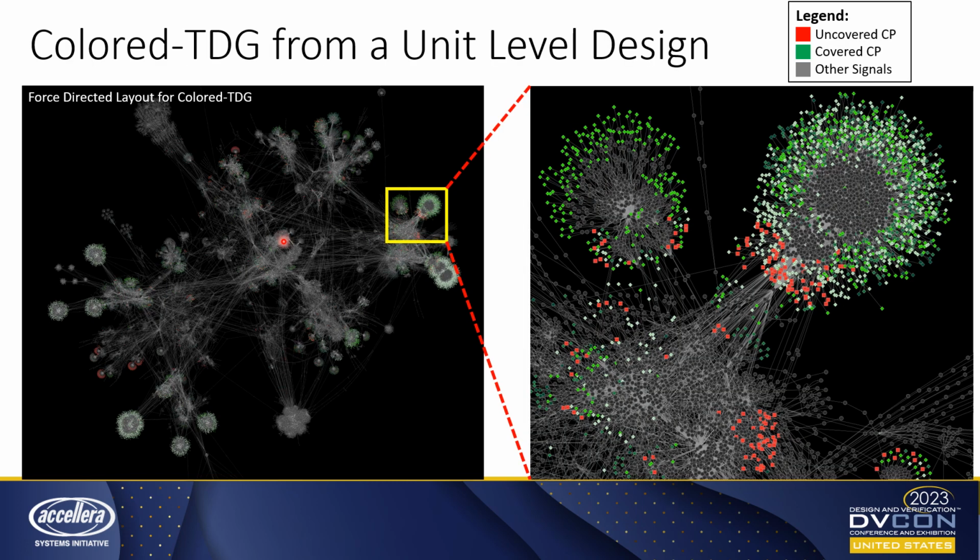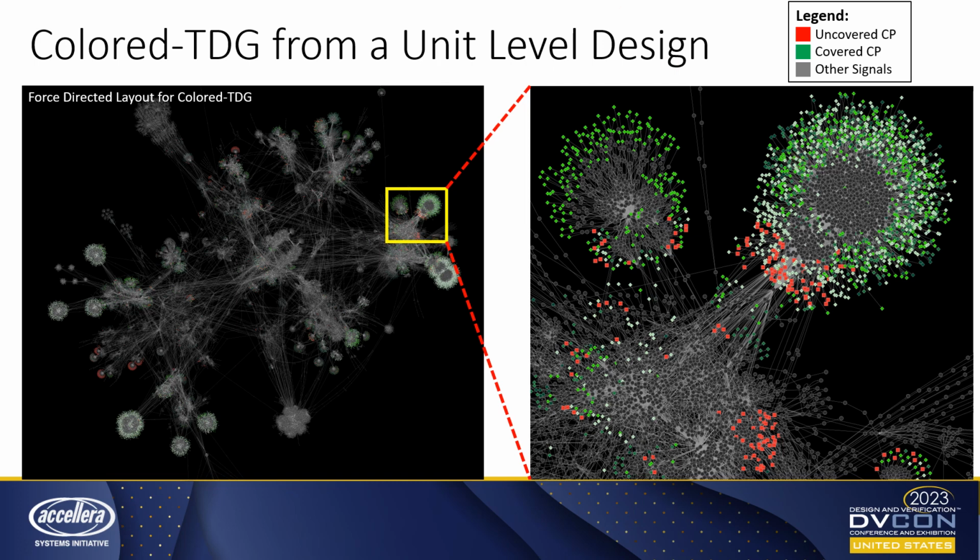This slide shows the trace driver graph of a real unit-level design at NVIDIA. The rendering has been done using a tool called Cytoscape. If you zoom in to the top right corner of the graph, this is how it looks. The nodes have been colored based on the type of node. The gray nodes represent signals, the red ones represent uncovered cover properties, and the green ones represent covered cover properties. A darker shade of green represents a higher hit rate compared to the lighter shade of green.